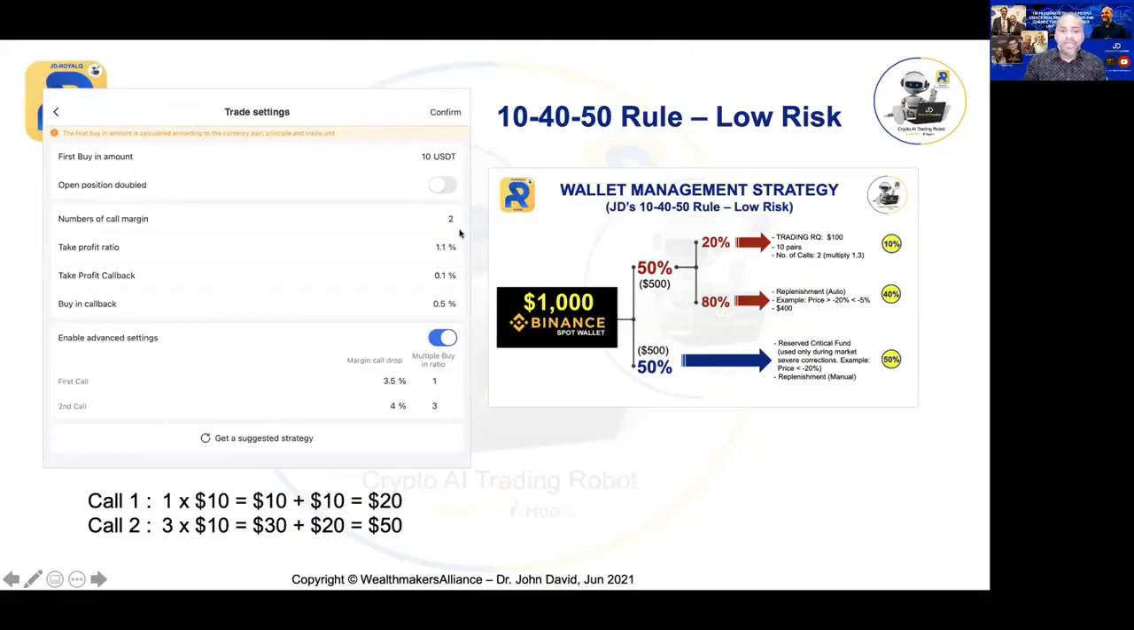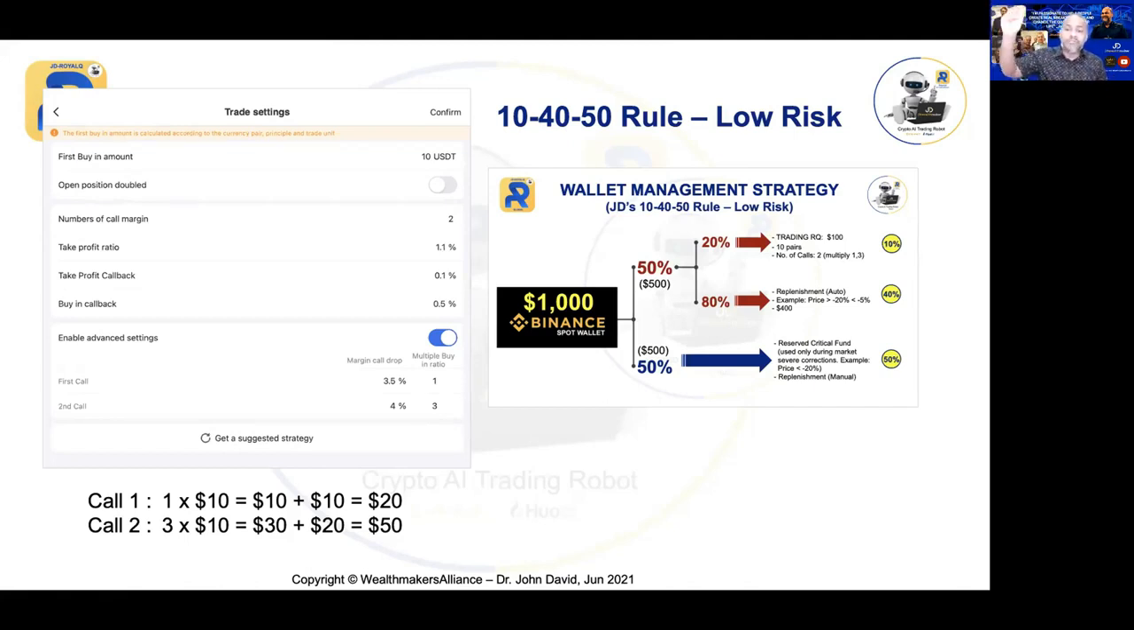Now, the number of calls here will be 2. Can you see that? That's 2. Your take profit ratio will be 1.1%. Your take profit callback is 0.1. I will explain to you very shortly. When the market goes up by 1.1% and calls back by 0.1, the robot will close the trade in profit.